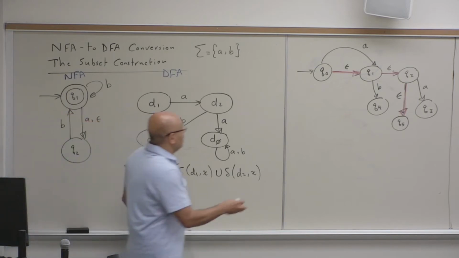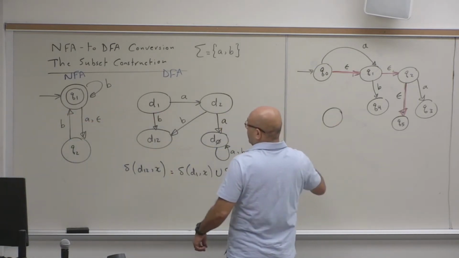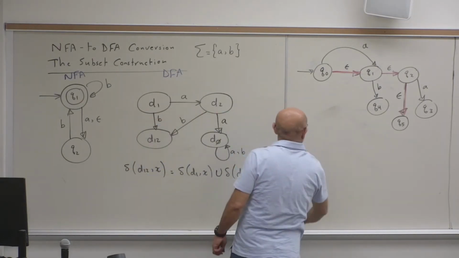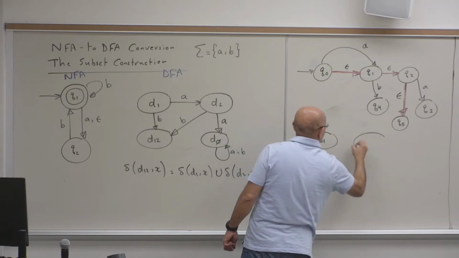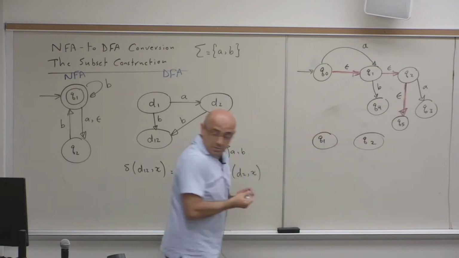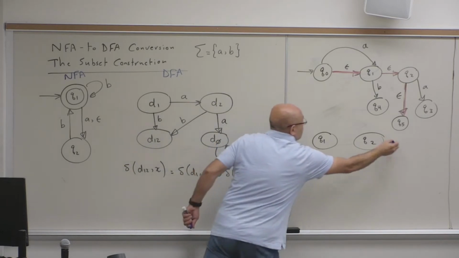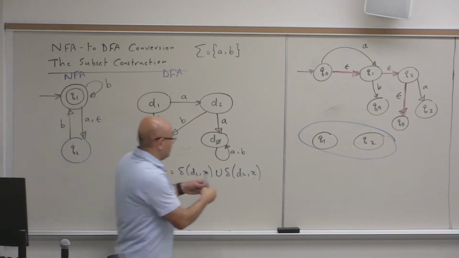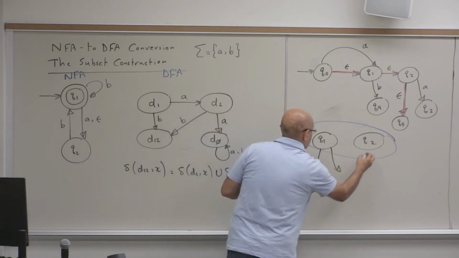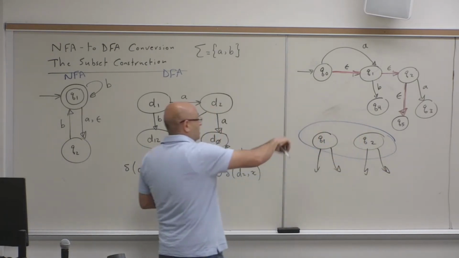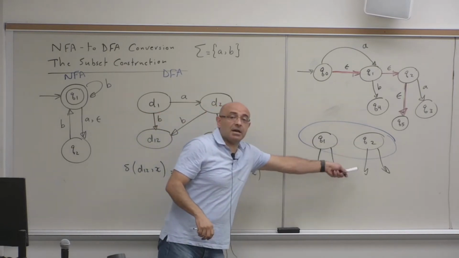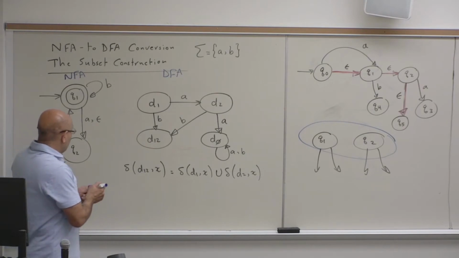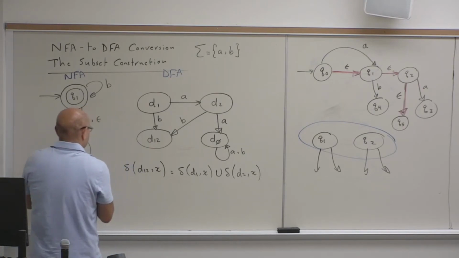So it's like you are in Q12. D12 is just this, Q1 and Q2. So you are in this state, and the transitions out of this are all the transitions out of Q1 and all the transitions out of Q2, and you union them. You add them together. Okay, so now let's be specific.